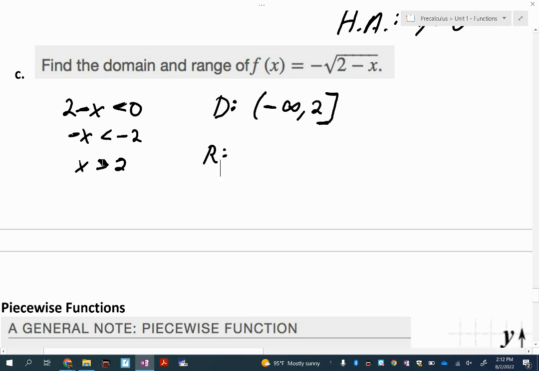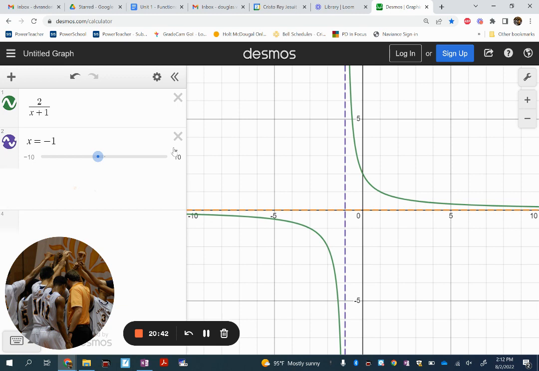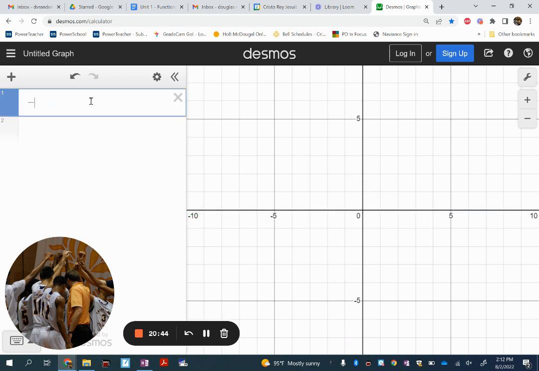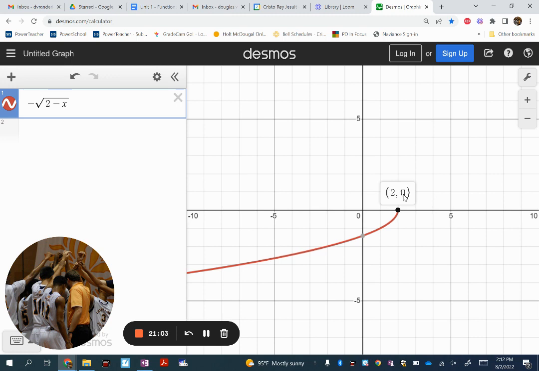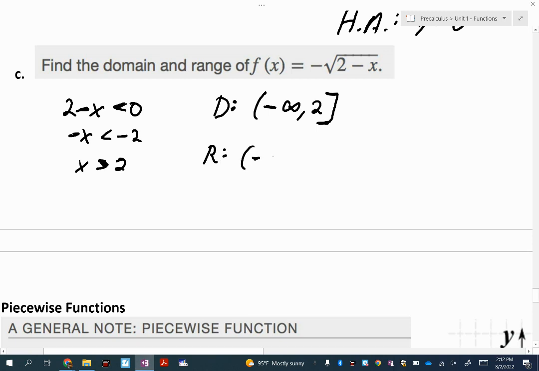So the opposite of the square root of 2 minus x. All right, so you can see my domain, left to right, negative infinity to that positive 2. And then for the range, we're going negative infinity up to the highest y value, which in fact is that y value of 0. So the range is going to be negative infinity to 0. And 0 is included.